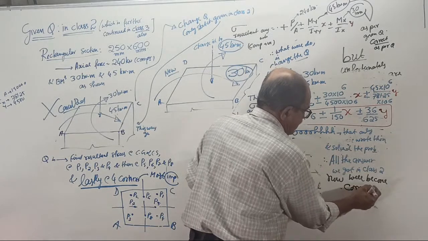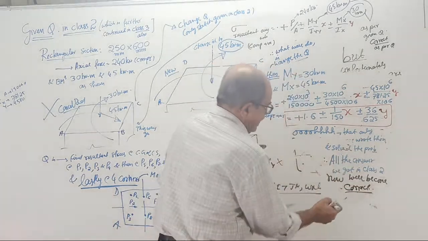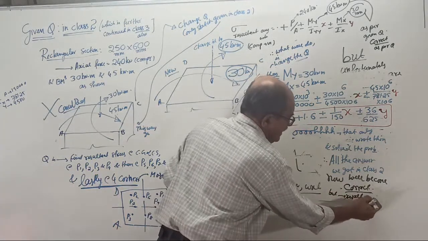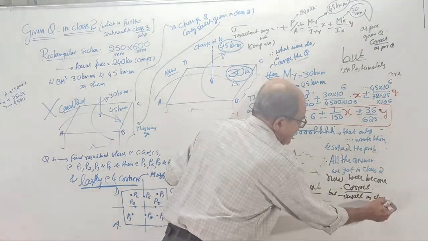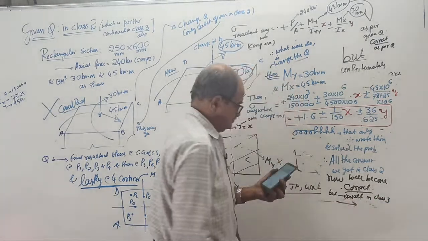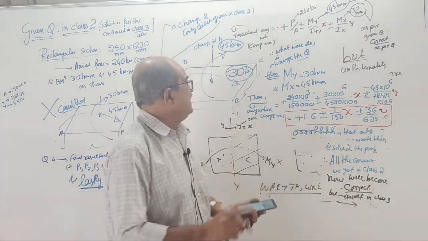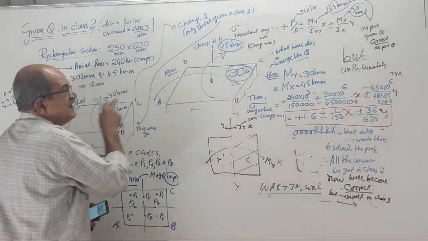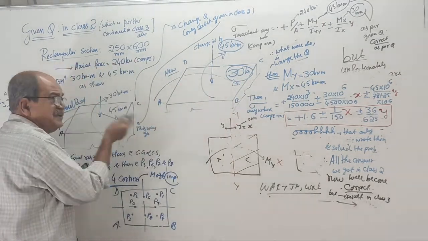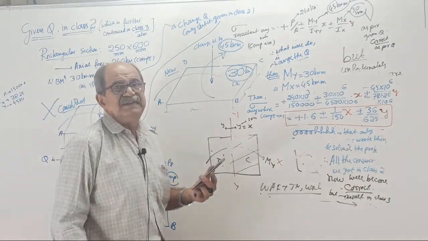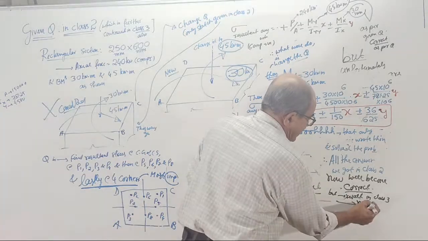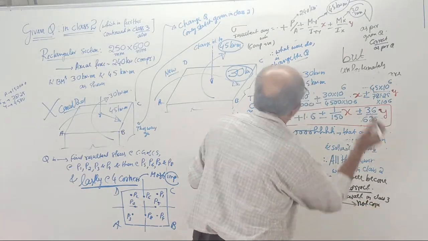But remember, result in class 3 will be what? First, in class 3, I took this as 45, the original value. I took the original question. Result in class 3 is what? Not correct. It is not correct.